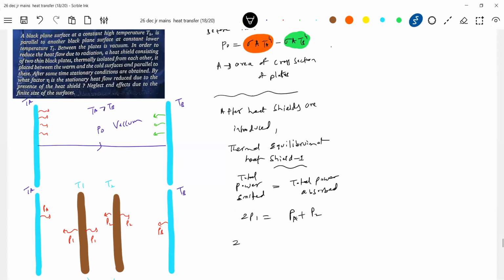Okay, let's write Stefan's law. So what is P1? Sigma A T1 to the power of 4. They are black, no? Okay, I need not go for emissivity. So sigma A TA to the power of 4, sigma A T2 to the power of 4. So this will be 2 T1 to the power of 4.